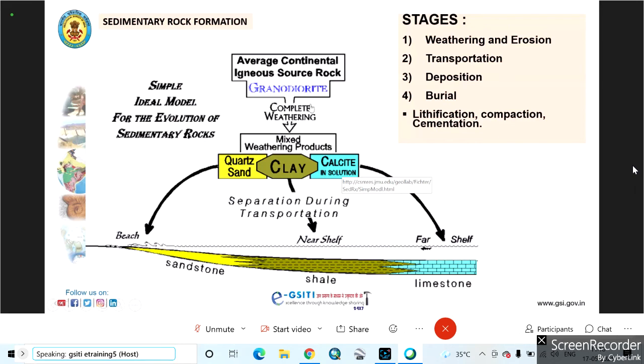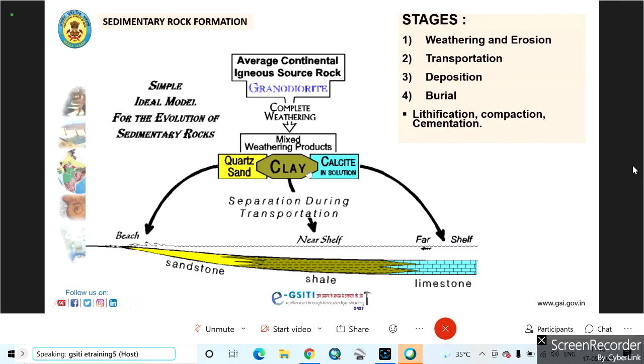Here in this cartoon, you see an ideal model for the evolution of sedimentary rocks, in which the average continental igneous source rock is made up of granodiorite. After the complete weathering of this granodiorite, there is a mixed weathering product: one is the resistant one, that is quartz sand, then clay and calcite.